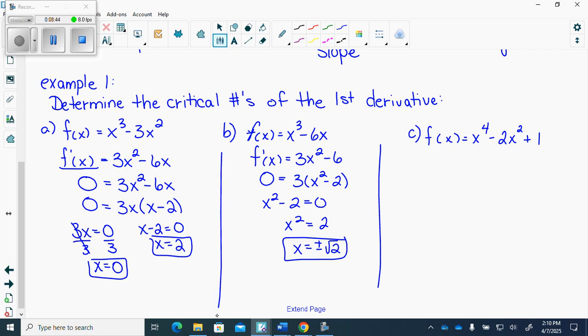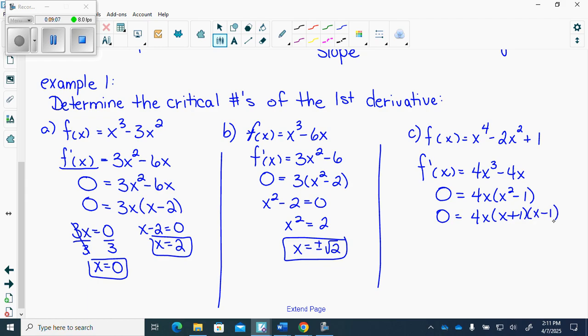And then C, f prime of x equals 4x cubed minus 4x. And then 0 equals, take a 4x out, and I'm left with x squared minus 1, which I can just solve by itself, or I could say, hey, it's a difference of squares and split it up. X plus 1, x minus 1. So I get x equals 0, and then plus or minus 1. Great, if you did it factored, you don't have to set each one of those equal to 0, you can just pop down to the answers.